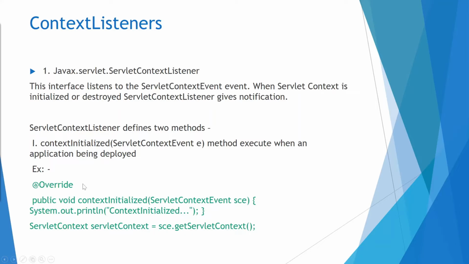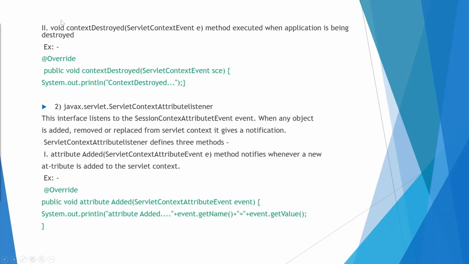This is an example for that. It is an override method. Second one is void context destroyed. This method is executed when the application is being destroyed. This is an example for that, and it's also an overridden method.